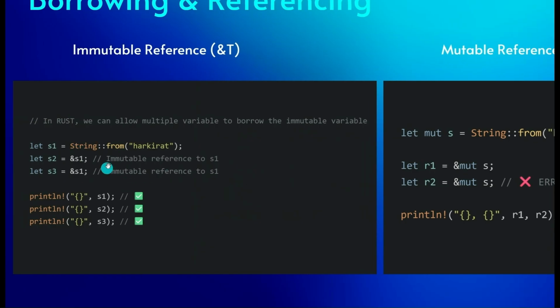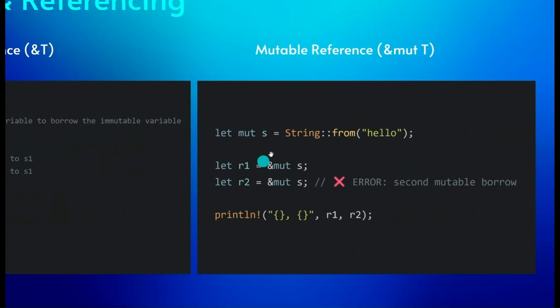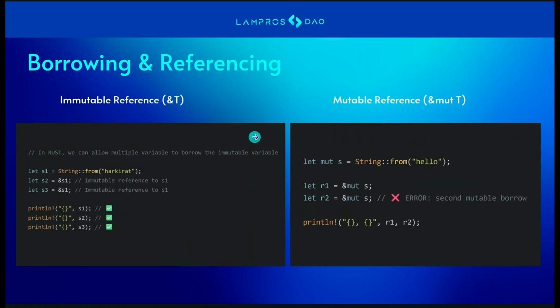Here all were only reading the value, s2 and s3 were only reading it, and it was immutable. Here we haven't used the mut keyword, and s1 was also not declared as mut, but here s has been declared using the mut keyword. Getting it? Okay, so moving forward.